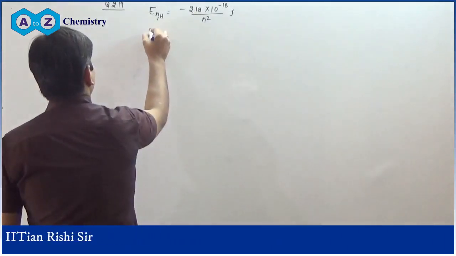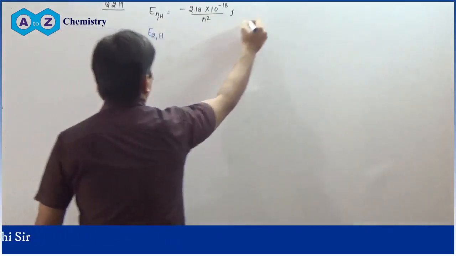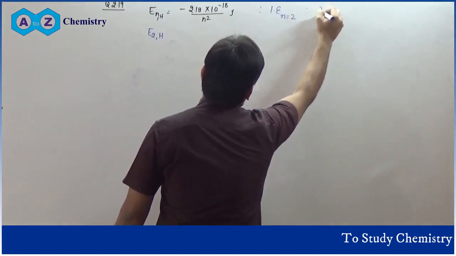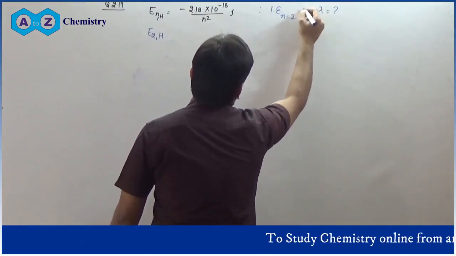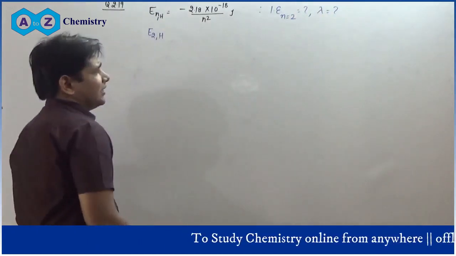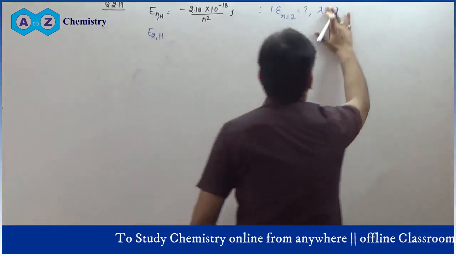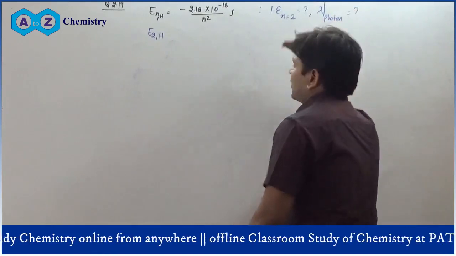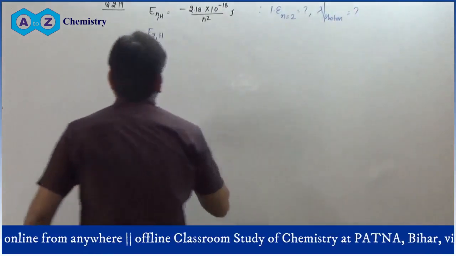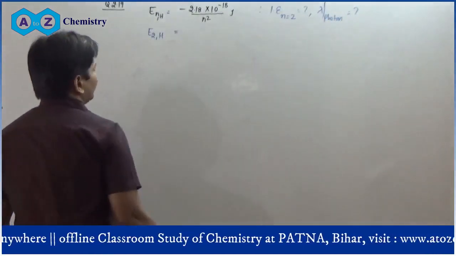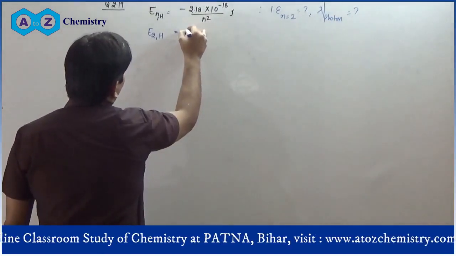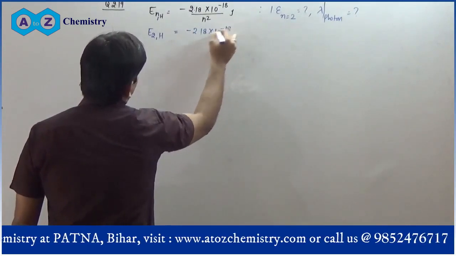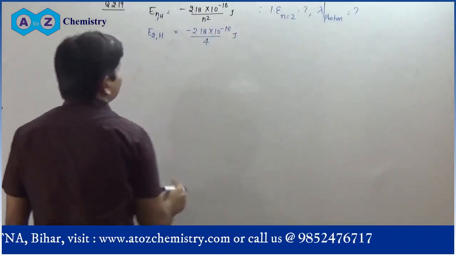So first of all we have to calculate the energy in the second orbit. We have to calculate the ionization energy of the electron in n = 2, and then λ for this one. The second part is the λ of the photon that is required for such a transition. So E2 for hydrogen will be equal to minus 2.18 × 10^-18 divided by 4. This is the energy in the second orbit.